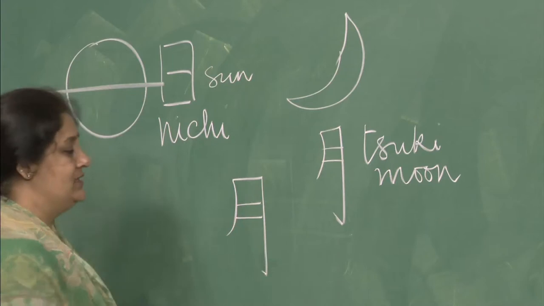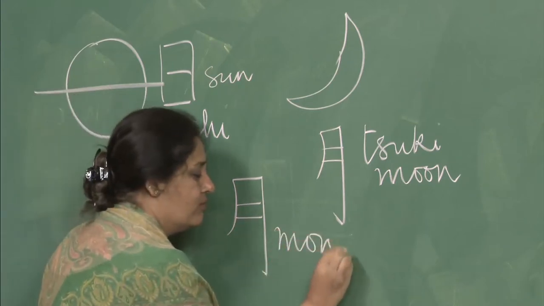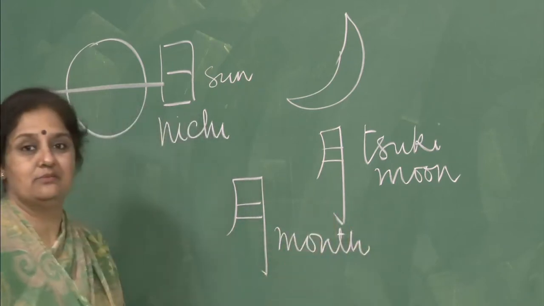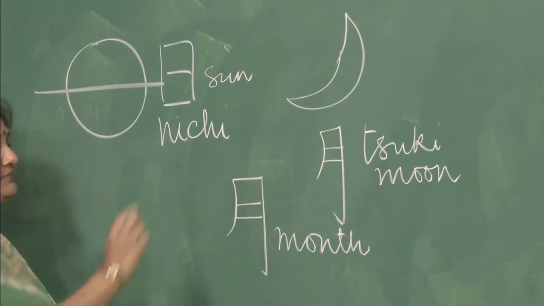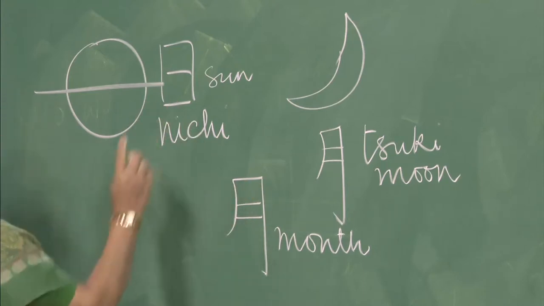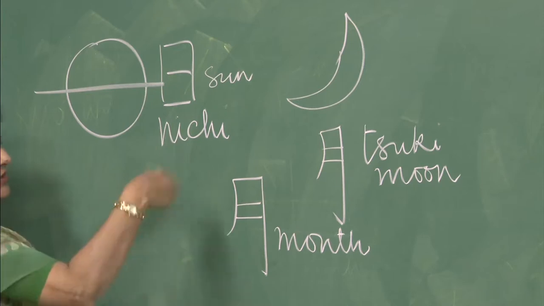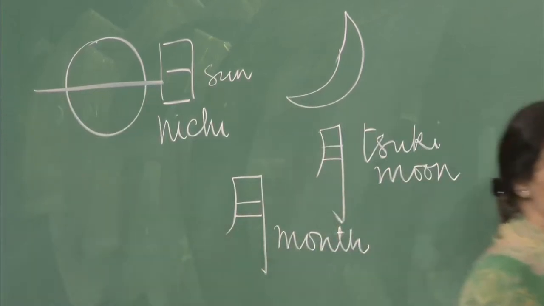Basic meaning is moon, like this, 1, 2 and 3 and 4. So this means also month. Associated meaning is month. Basic meaning is moon. Similar to this, only it is open because of the waxing and waning of the moon.